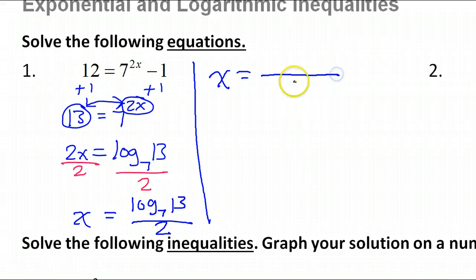So, okay, that denominator of 2 is still there, but I need to use the change of base formula to rewrite the numerator. So I could write this as log 13 over log 7. Okay, now I can put this in my calculator.